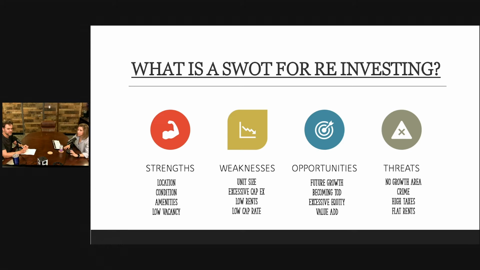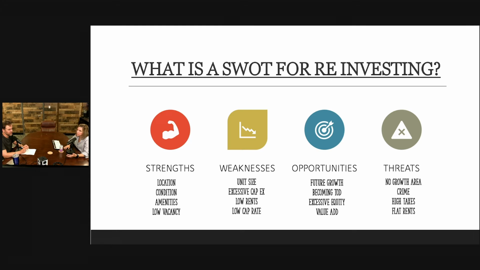Opportunities, we're going to focus a lot on that. I just put a big circle around that one right there. That's really where we're going to focus in this podcast. Opportunities include future growth in the area, becoming a TOD, which means a transit-oriented development site, excessive equity in a property. Say that again.